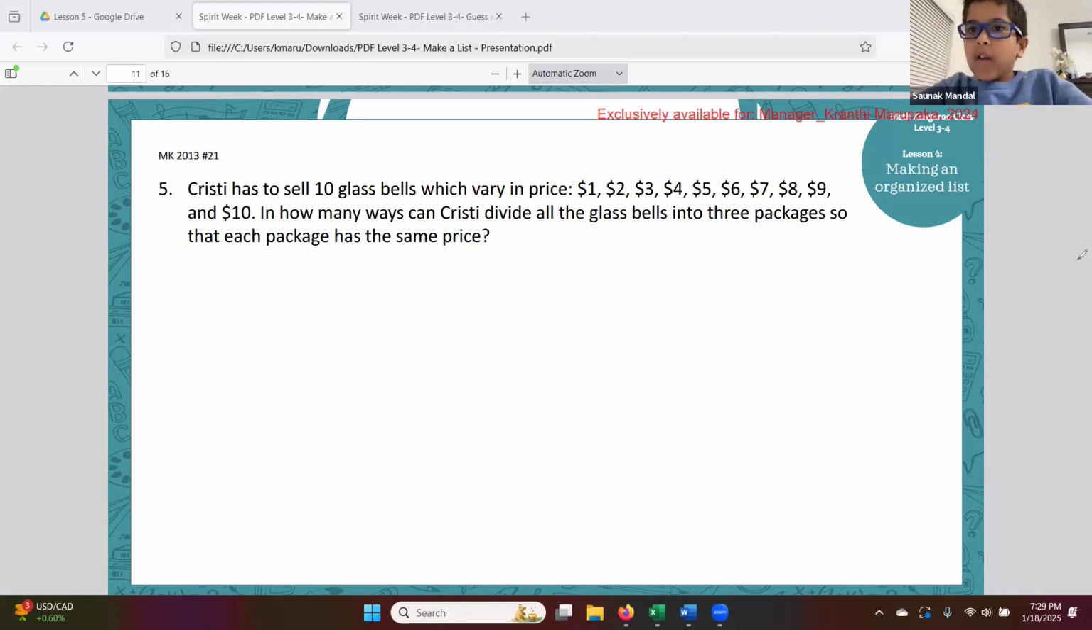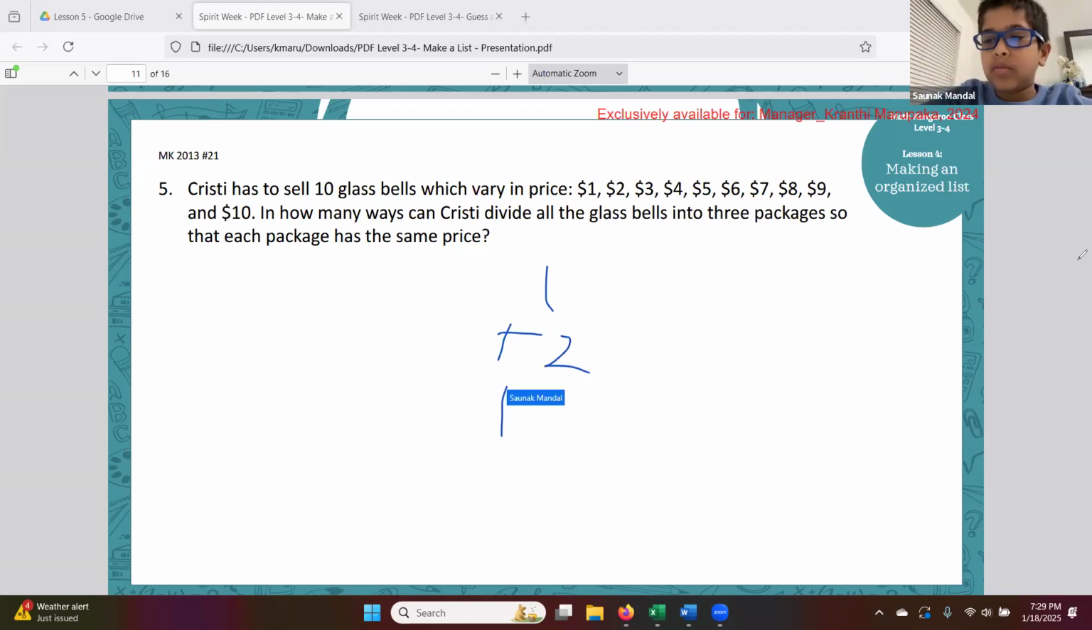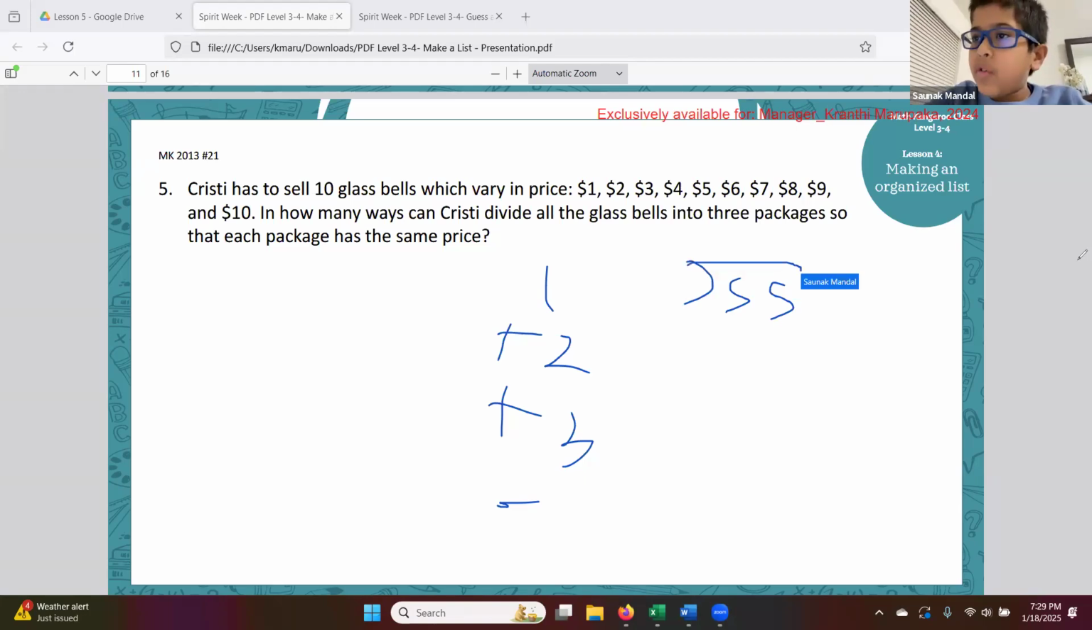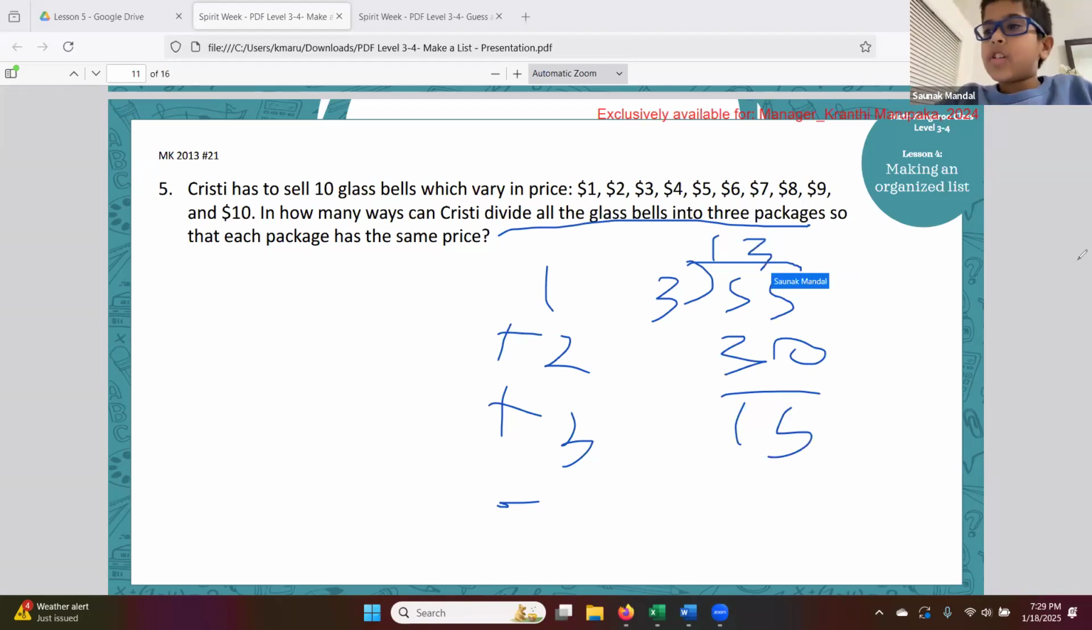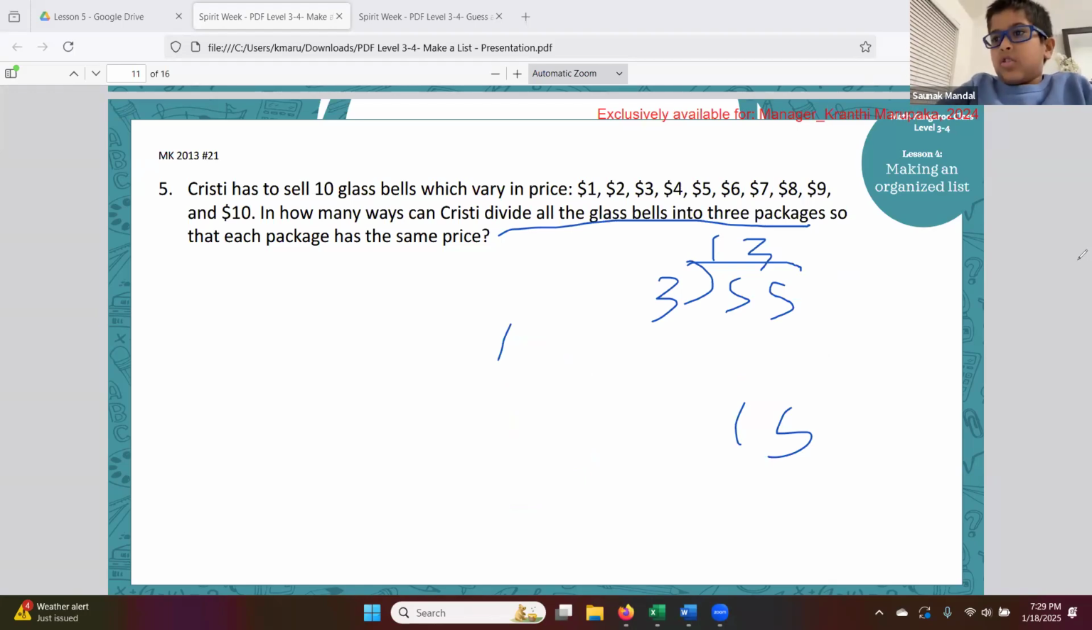I already know that we have to add 1 plus 2 plus 3 and so on, and then we would get 55. Why am I doing this? Well, the reason is because we have to divide them into 3 packages, which means that each total should be 13. So each package should be $13.